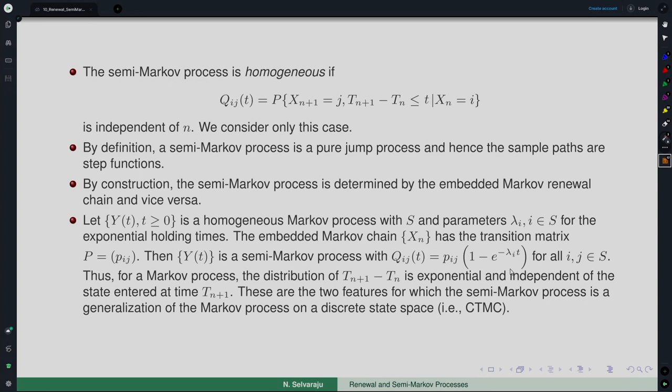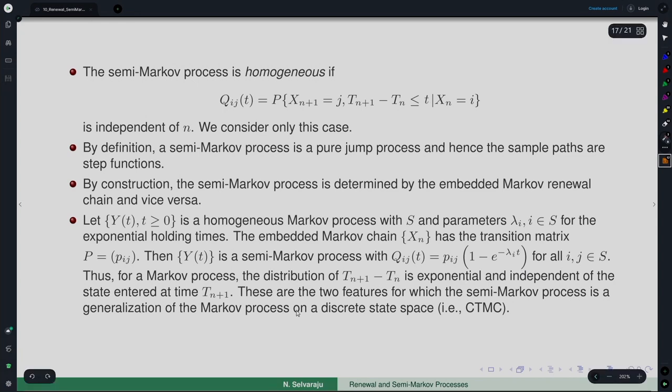Thus, what we are seeing here is that for a Markov process, the difference T_{n+1} minus T_n is exponential and independent of the state entered at T_{n+1}. This is what you are seeing in this particular case.